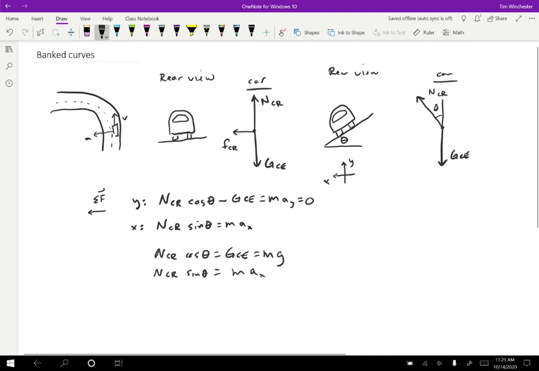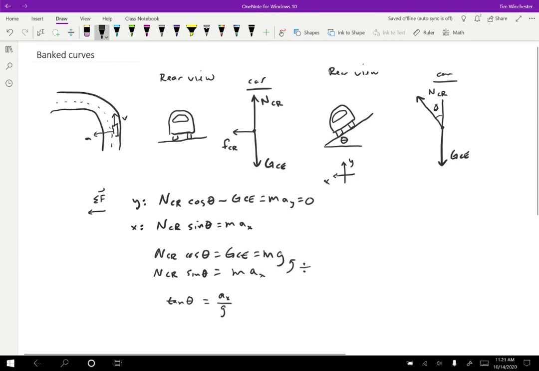So like we've had before, I actually have two extremely similar equations here. And so I'm just going to divide them in order to make this simple. I'm going to take the second equation divided by the first. If I do that, then on the left-hand side, I have N_CR sine theta over N_CR cosine theta. So sine over cosine is just tangent theta. On the right-hand side, I have m a over m g, so the masses cancel. And so I'm going to have acceleration in the X direction over g.